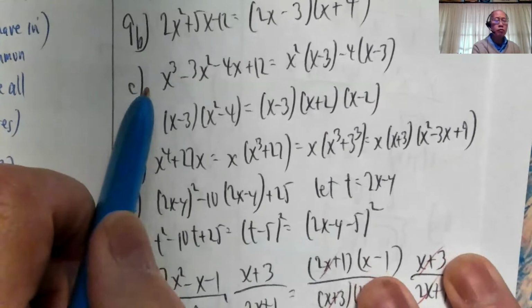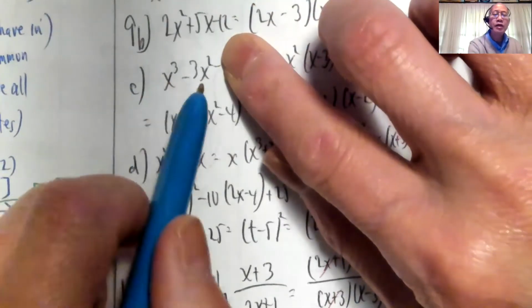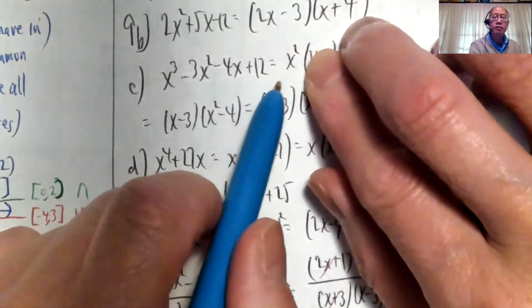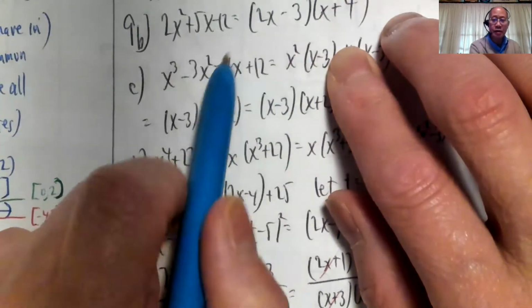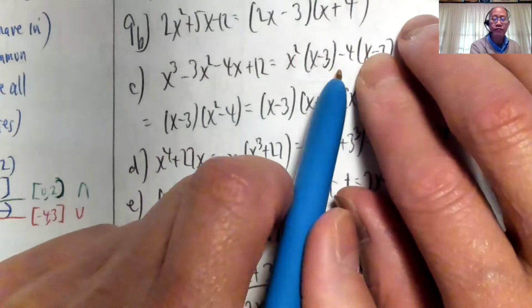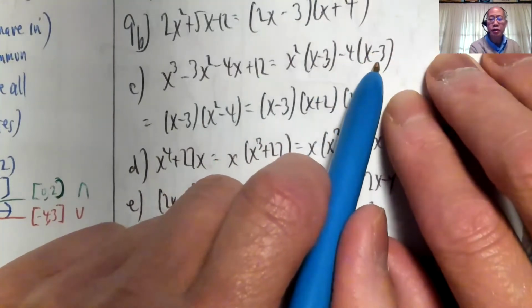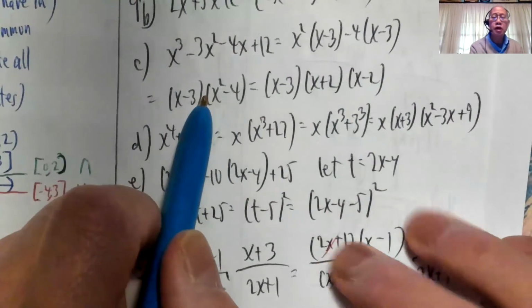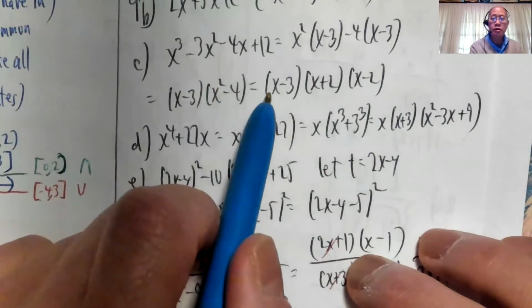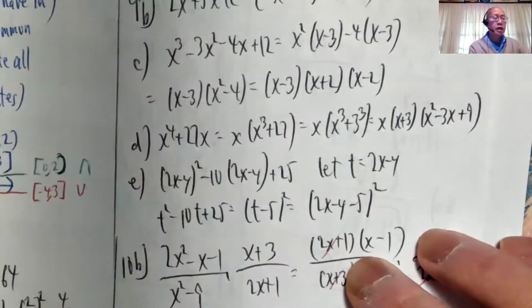C is factoring by grouping. If I take these two, the common factor is x squared, x minus 3. And by factoring by grouping, you know that this has to be an x minus 3. So I factor out a negative 4, parentheses x minus 3. Then you pull out the x minus 3. Left behind is x squared minus 4, which can be factored as a difference of two squares. Final answer, x minus 3, x plus 2, x minus 2.